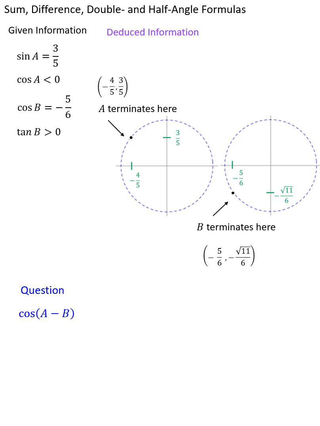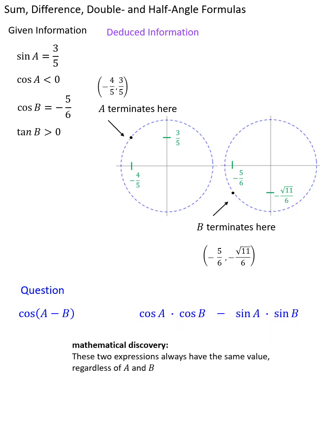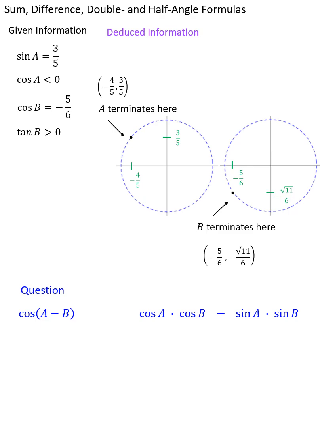Which would be true if it weren't for this amazing discovery centuries ago. Mathematicians were able to prove that the expression on the left, the question, and the expression on the right, which looks nothing like it, always have the same value, no matter what A and B are. And if they always have the same value for any A and B, then they're going to have the same value for our specific values of A and B. By the way, just as a vocabulary note, when two expressions always have the same value, regardless of the variables themselves, we call that an identity. But regardless of what we call it, we're going to exploit this discovery.